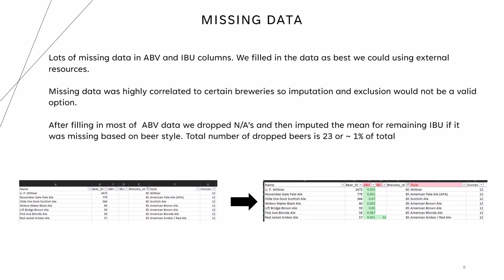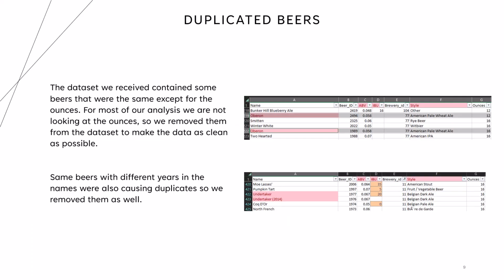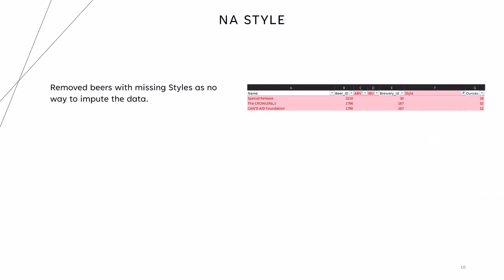The total number of dropped beers was 23, or about 1%. There were also some duplicated beers. You can see here, this Oberon beer has both 12 and 16 ounces. For our analysis, we didn't really do anything with ounces, so we decided to drop these so we didn't double count. There are also some beers with the year in the name, and everything else was still the same. If this was the case, we also dropped that beer as well.